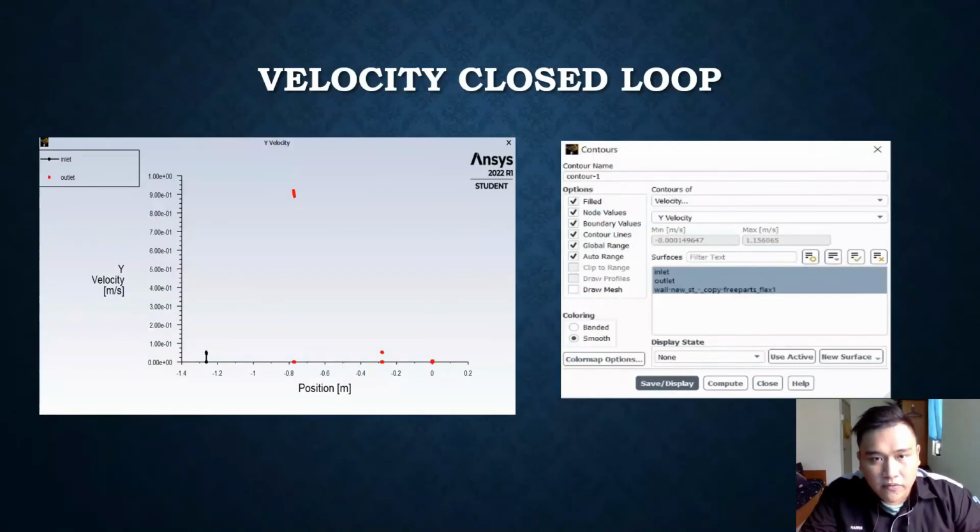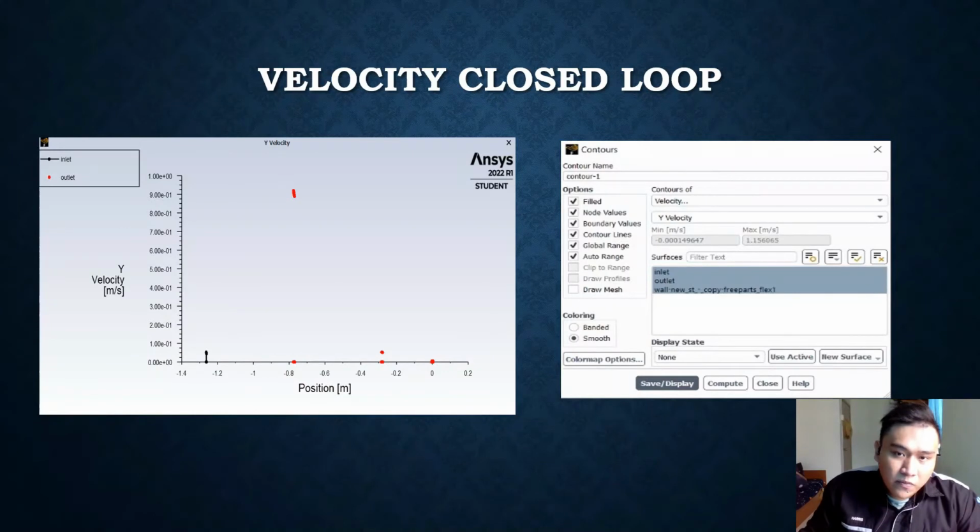And we proceed to the velocity for the closed loop. As you can see, for the velocity of the closed loop, the maximum value that our team can get is 1.156065, and the minimum is negative 0.000149647. On the left side, you can see the velocity on the graph suddenly peaked and went down, so we indicate the pressure is not stabilized for the closed loop.